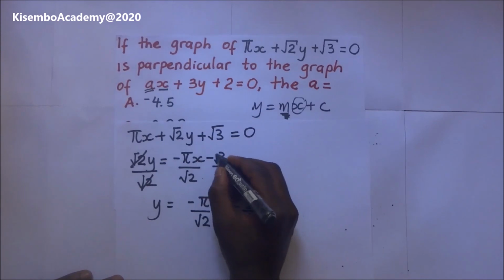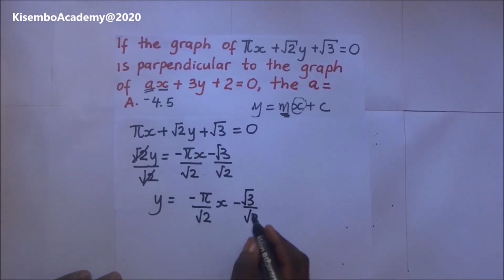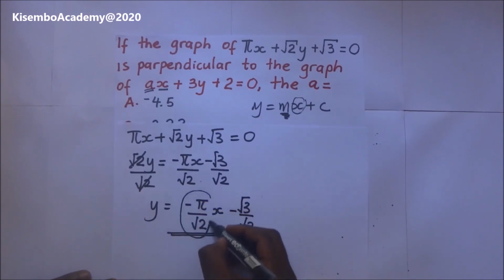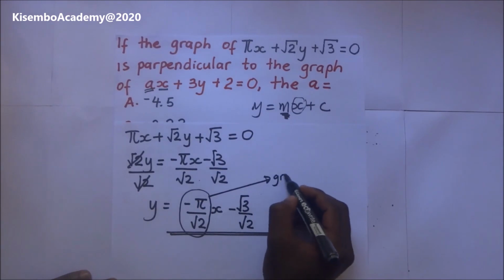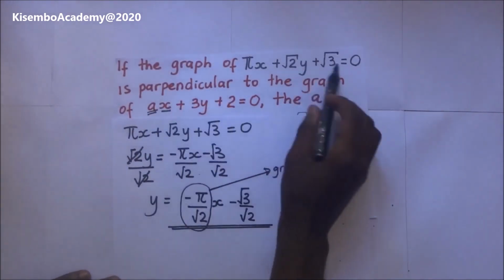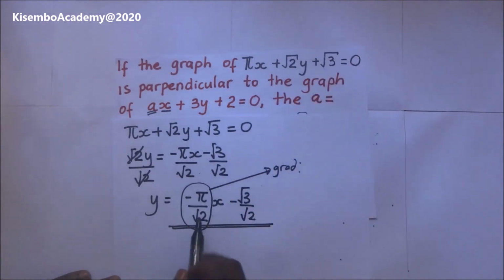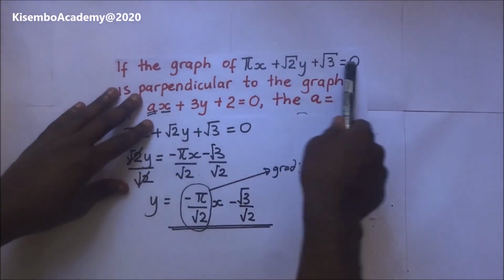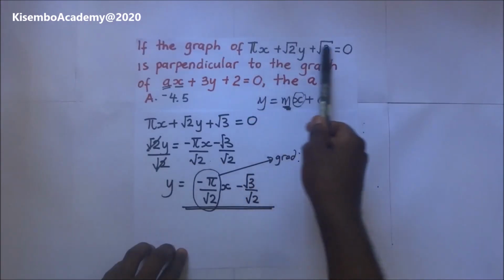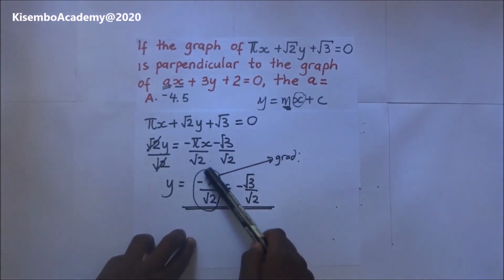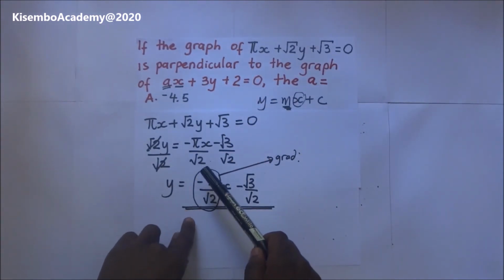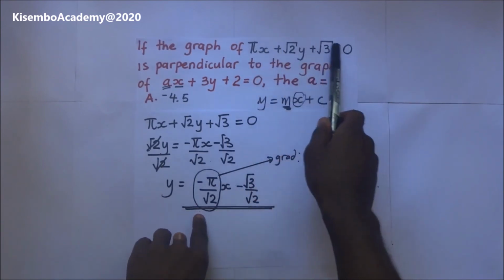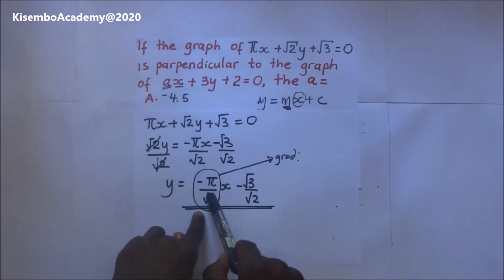Actually, this 3 is also under the square root. So this is y is equal to mx plus c. This is the value of m, the gradient. This is the gradient of this graph. But now remember, since this equation is perpendicular to that, the gradient of this is supposed to be the negative reciprocal of the other. In other words, when we multiply this gradient by this, we're supposed to be getting negative 1.